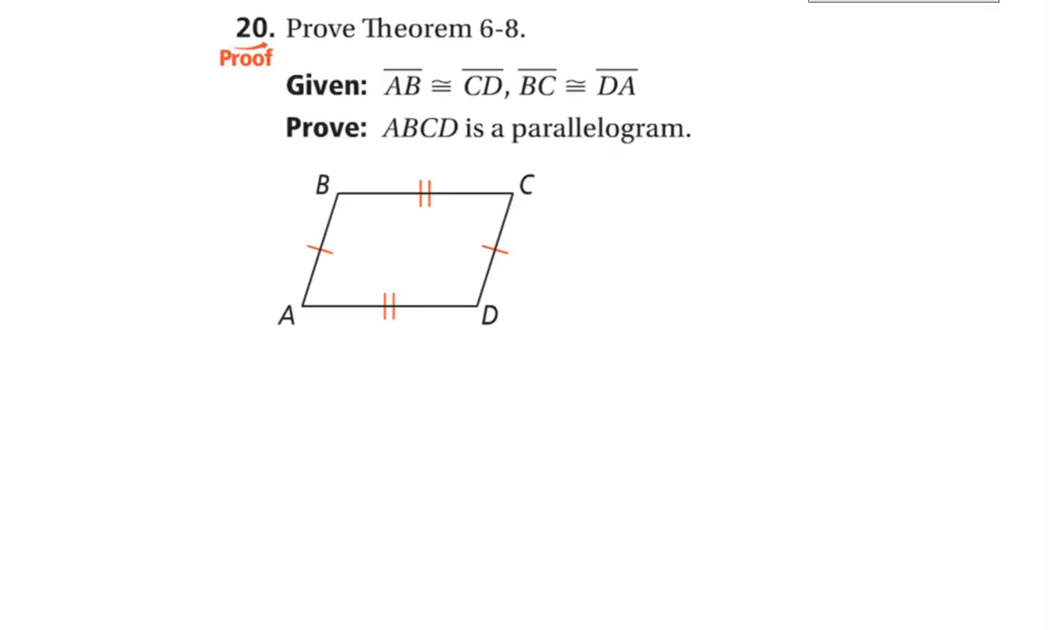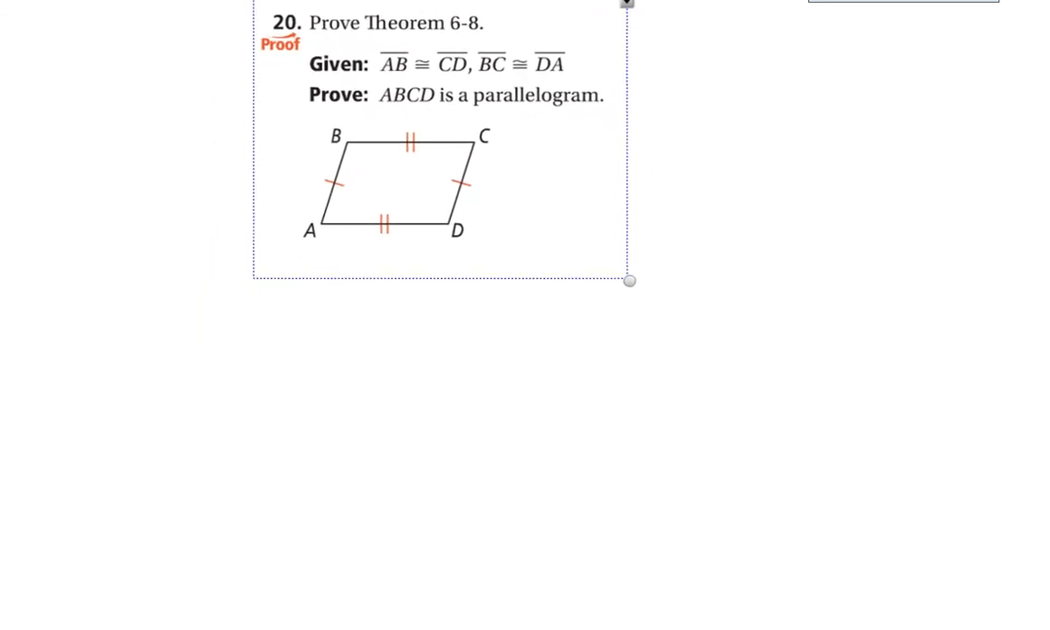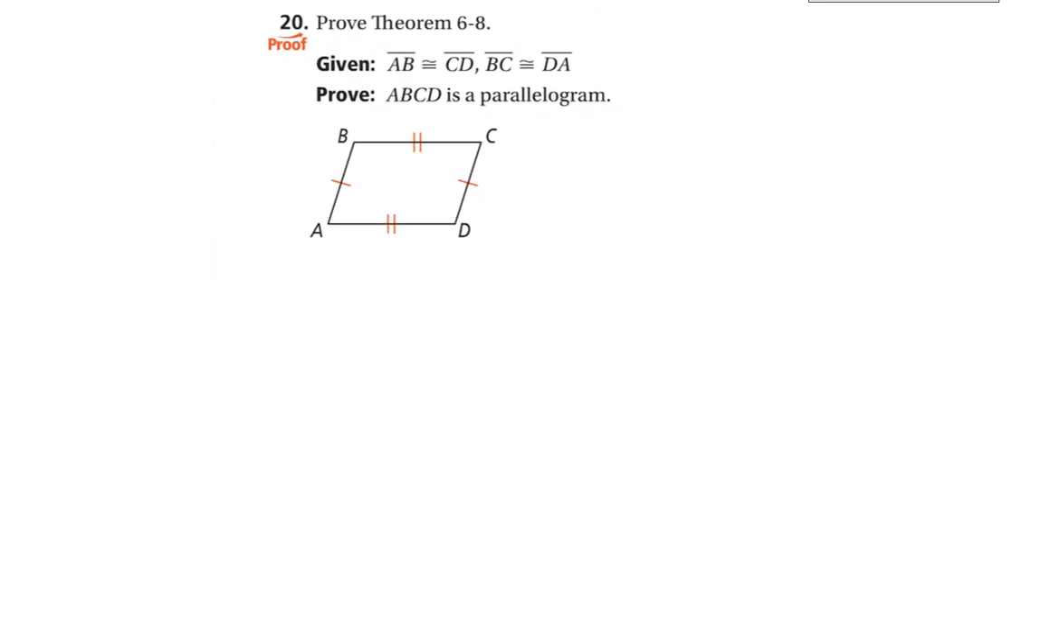Okay, let's do the proof. So this is going to be the formal proof as a statement and reason. Here we go. So, statement, reason. Given: AB is congruent to CD, and they denote that by individual hash marks. BC is congruent to AD, they denote that as well. Prove: ABCD is a parallelogram.